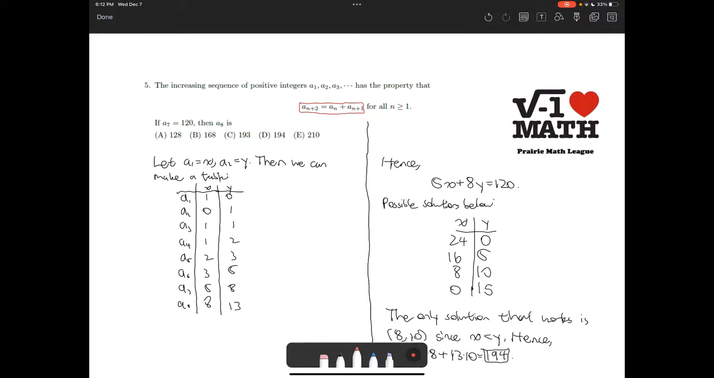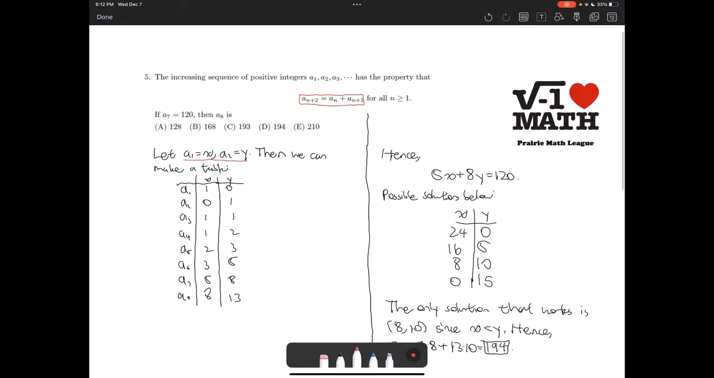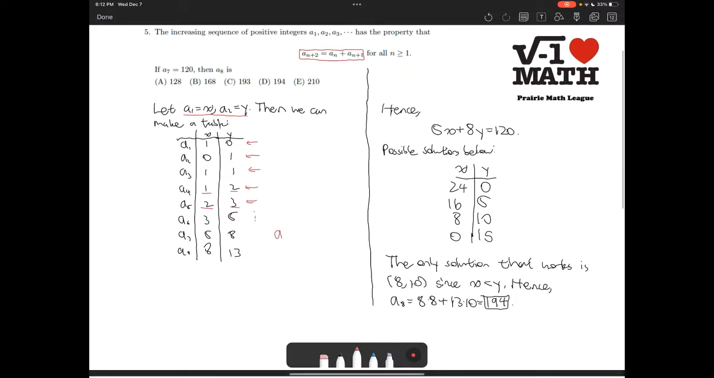So we can solve this by letting variables x and y be a1 and a2 respectively, as shown here. Then we can make a table of what a1, a2, and so on are defined as based on x and y. So for instance, a1 is x, a2 is y, a3 is x plus y, a4 is x plus 2y, a5 is 2x plus 3y, and we can continue this. And we eventually see our important results, namely that a sub 7 is equal to 5x plus 8y, and a sub 8 is equal to 8x plus 13y.